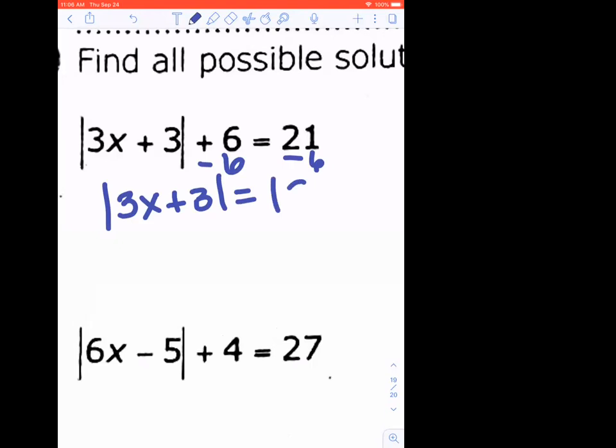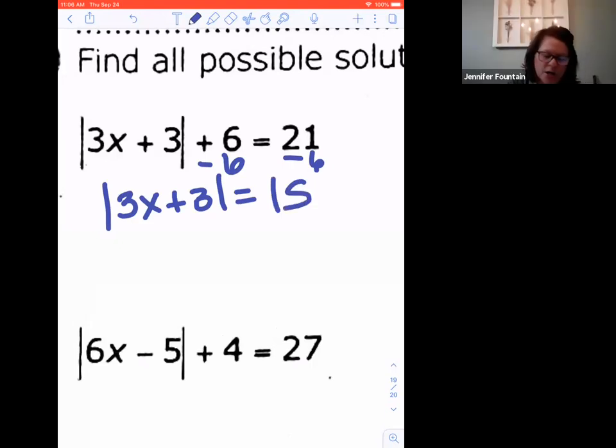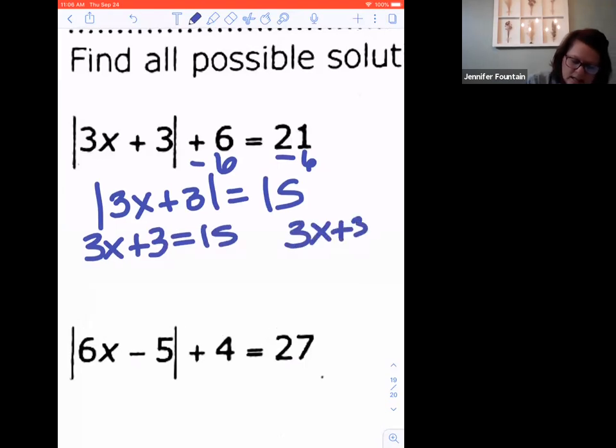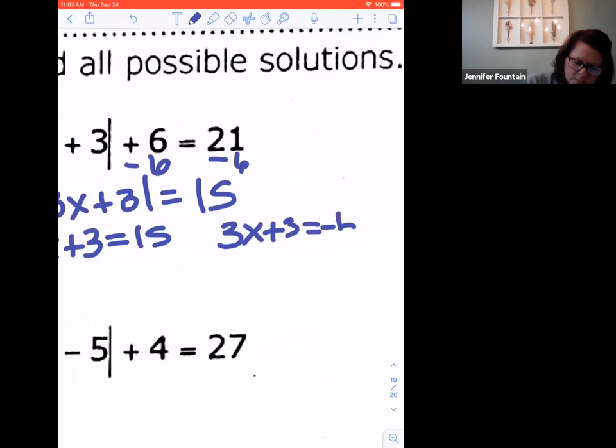Okay, so now I know that I'm going to have to set it equal to positive 15 and negative 15. So I drop my absolute value signs. 3x plus 3 equals 15, and 3x plus 3 equals negative 15.